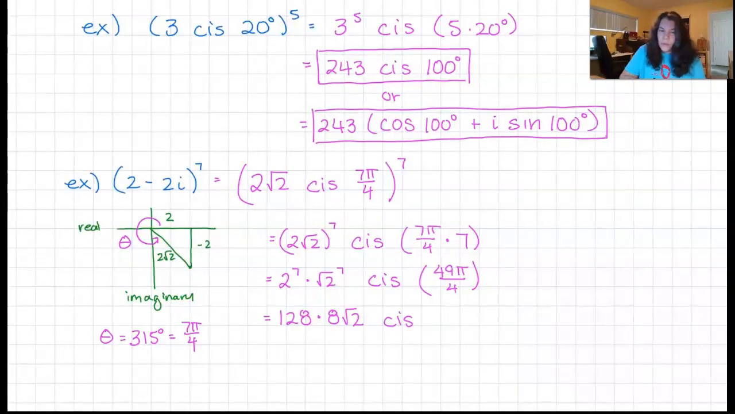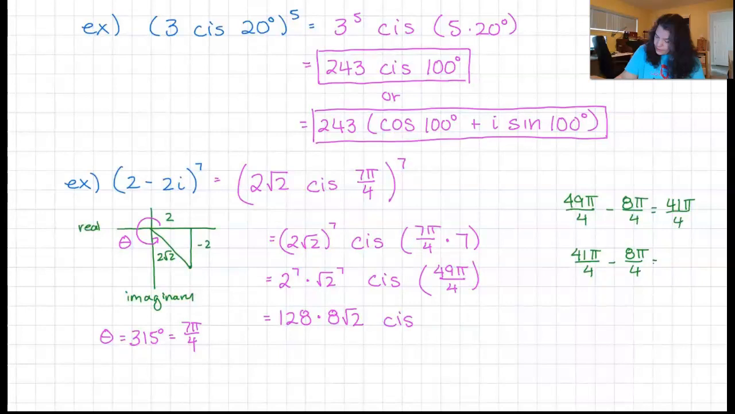49 pi over 4 is bigger than 2 pi, so we have to keep subtracting off. I'm going to think about that over here. We've got 49 pi over 4. We're going to subtract 2 pi, which is going to give us 41 pi over 4. But then subtract 8 pi over 4 again, and you're going to get 33 pi over 4. And you could keep doing this, but you might see the shortcut.